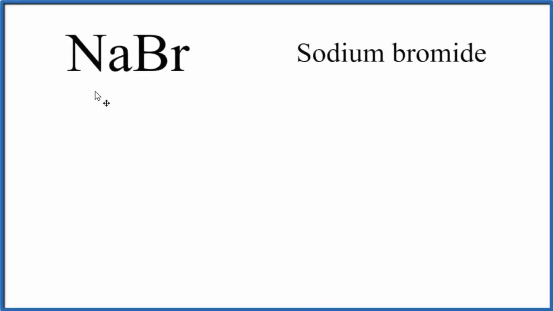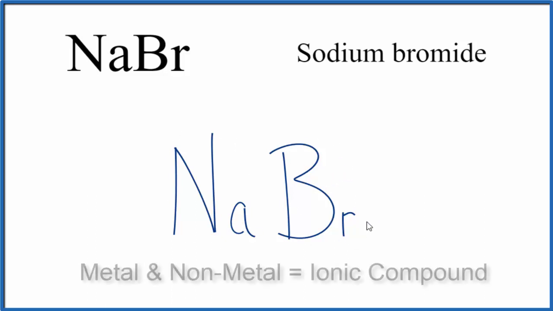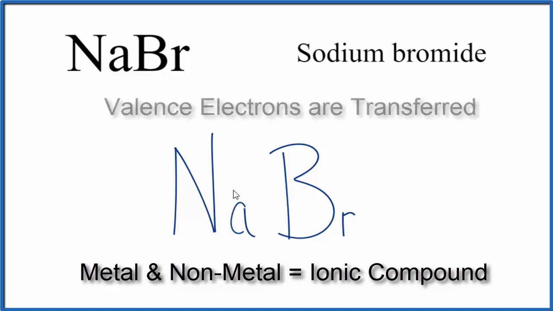To write the Lewis structure for NaBr, sodium bromide, we first write Na and then Br. Sodium is a metal, and bromine is a nonmetal. So we have a metal and a nonmetal, which means we have an ionic compound. And in ionic compounds, valence electrons are transferred from the metal to the nonmetal.